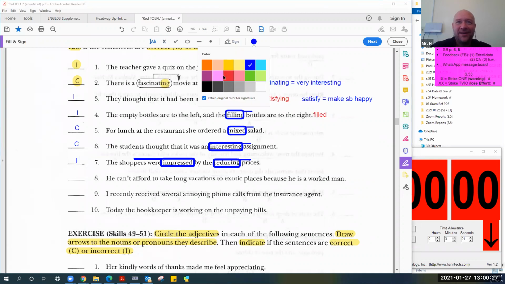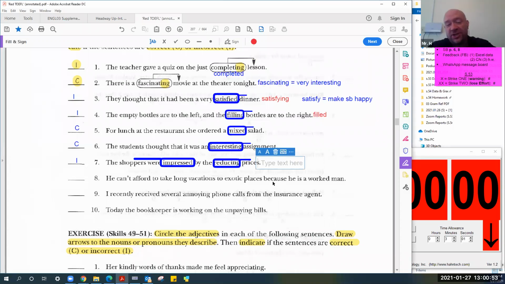Can I explain? Yes, Hussein. Explain it, please. The first one, impressed. The shoppers are doing the verb. They are doing the thing. They are the agent. So it should be impressing. And the second one, reduced price, because they didn't reduce the price. The owner reduced the prices.